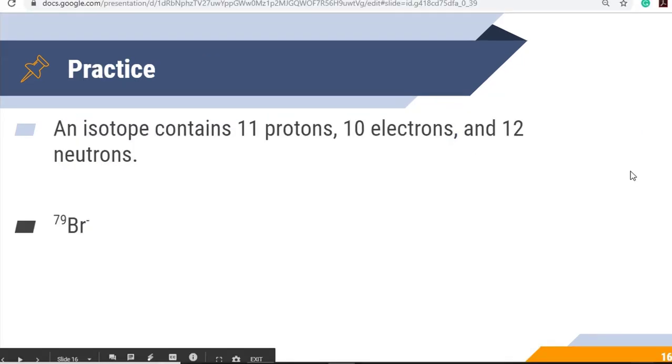Again, I know that this is something that you had in Chem 1, but it is important that we practice to ensure that we are in good shape. So what it's asking for is to write out the isotope that contains 11 protons, 10 electrons, and 12 neutrons. Well, let's take a look at the data we have here. We have 11 protons. So if we look at the periodic table, 11 protons is sodium, okay, Na. We know that we have 11 protons. Remember, that number goes down here on the bottom.